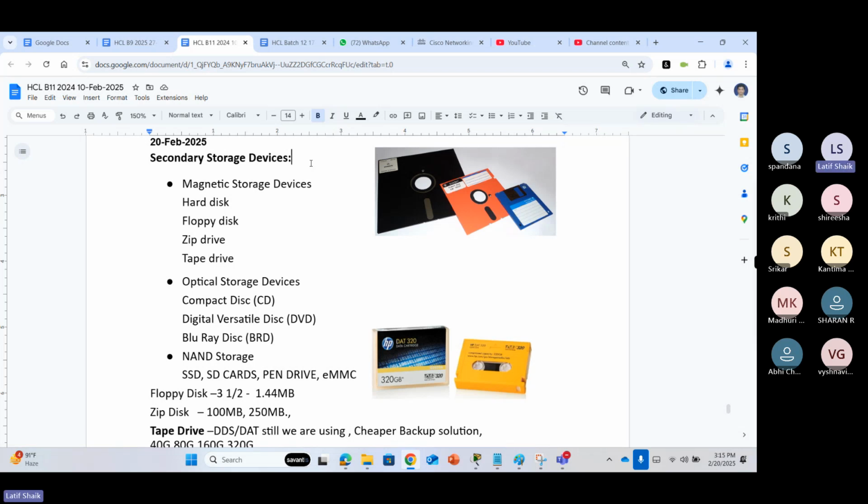Okay. Secondary storage devices. Primary storage devices are RAM and ROM. Secondary storage devices are this list. Magnetic storage types of devices are there. Optical storage devices are there. NAND storage devices are also there. The NAND storage devices are your pen drives, memory cards, SSDs, and eMMC.